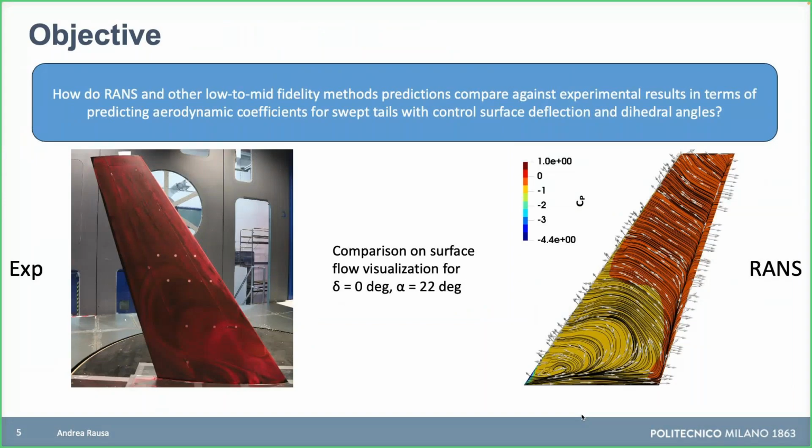So again, this slide is repeated. I don't know why it's here, but again, you can see that the objective is to compare the RANS results and low fidelity models against experimental results. We have a way of assessing, for example, the surface streamlines distribution, since we use China clay in experiments, especially towards the stall, to inspect how the flow behaves right on top of the tail. And we can see a good agreement, at least for this case, with 0 degrees of control surface deflection and deep stall, so 22 degrees of angle of attack.